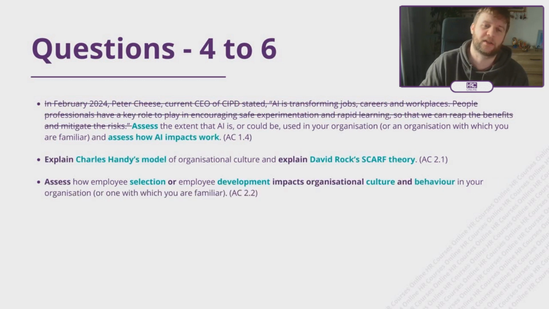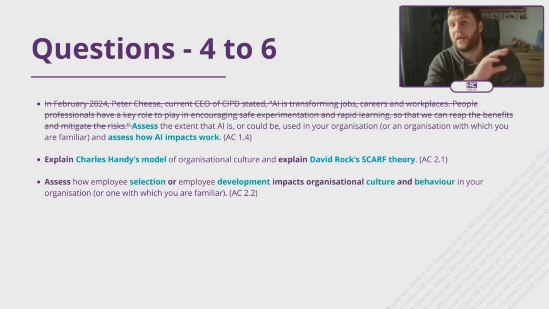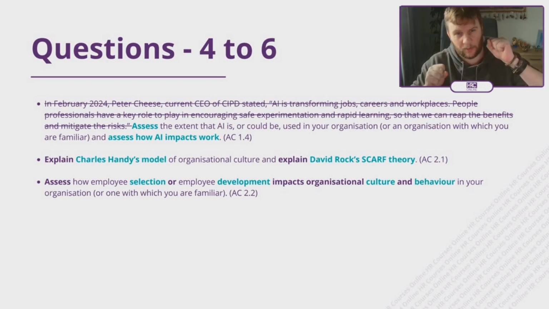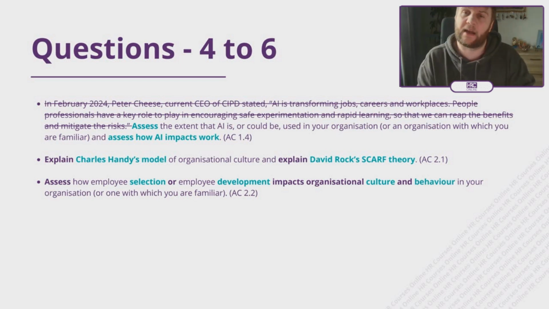So if we break these questions down, the first thing you'll notice on AC 1.4 is there's a lot of intro text, and the intro text really doesn't impact the question. The question comes down to: assess the extent that AI is or could be used in your organization, and assess how AI impacts work. So that's what you need to be doing. You need to be thinking, okay, what is the extent AI could be used?